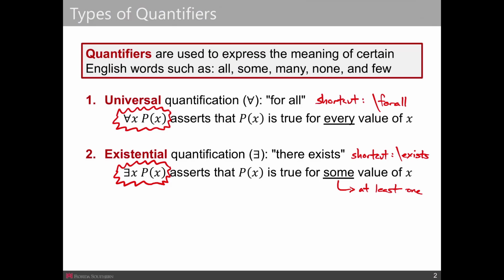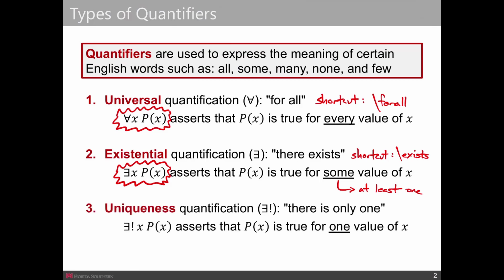And the third quantifier is called uniqueness quantification. This one has the symbol of the existential quantifier, the backwards E, but then it's followed by an exclamation point. And this stands for "there is only one." There is no shortcut here for that combination of symbols. You simply do the slash exists and then do the exclamation point. The notation here is suggesting that there exists only one x such that P at x, which means P must be true for one and only one value of x.